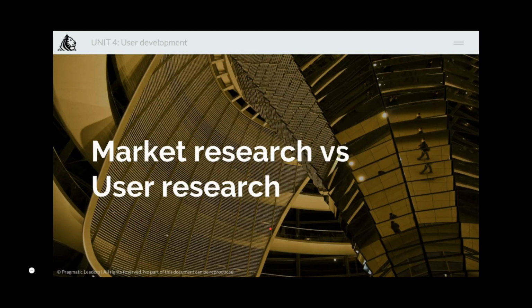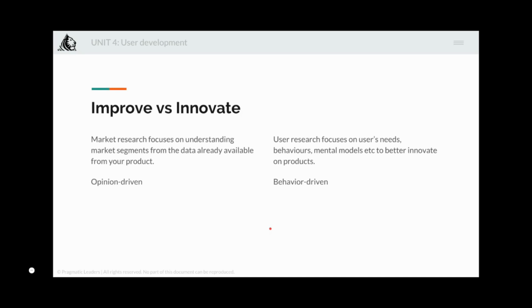So with this behind us, let's understand what is the difference between market research versus user research. Let's clarify this right away because they're not same. So market research is usually designed for improving upon something that already exists, while user research is usually designed to innovate upon something that we are working on. Okay. Market research is usually opinion driven, so you get the opinion of people and you try to work upon it. While user research, you are focusing on users' needs and you're observing their behavior, their mental models, and so on. So it's more behavior driven. You're trying to focus on the behavior of the users.